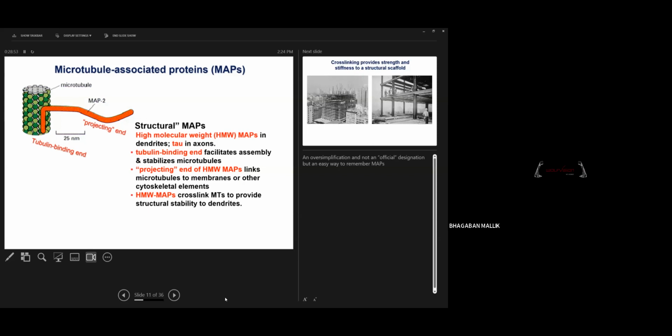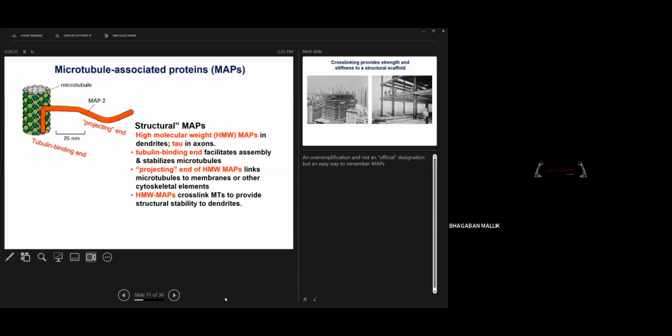Okay, so the MAPs are of two types. There are high molecular weight MAPs. We'll come to these points, but I want to highlight that this microtubule associated protein has two ends. One end is binding to the tubulin subunits, the alpha and beta tubulin, and the other end is the projecting end, which is binding to another microtubule. So that's why the MAP2 or MAPs help in bridging the two microtubules. This is one microtubule, and you have another microtubule or another kind of structure here.